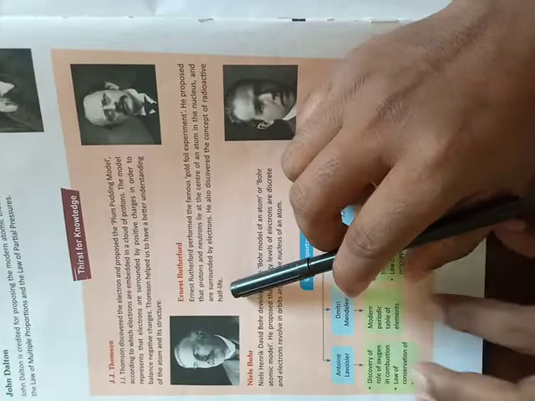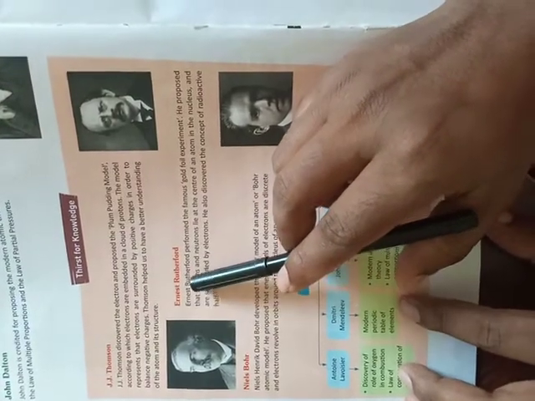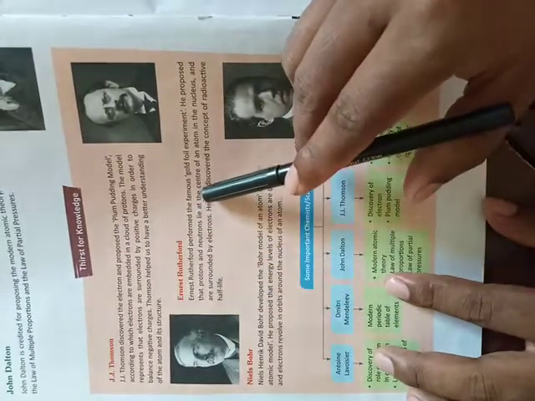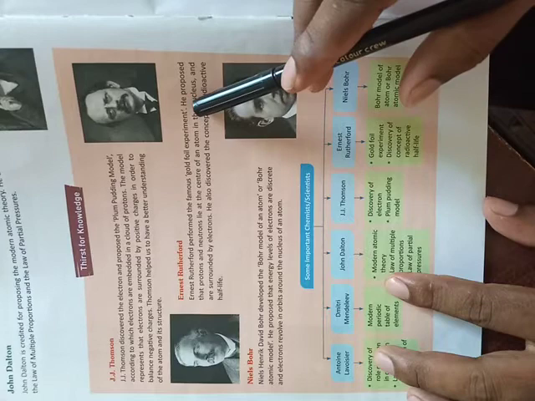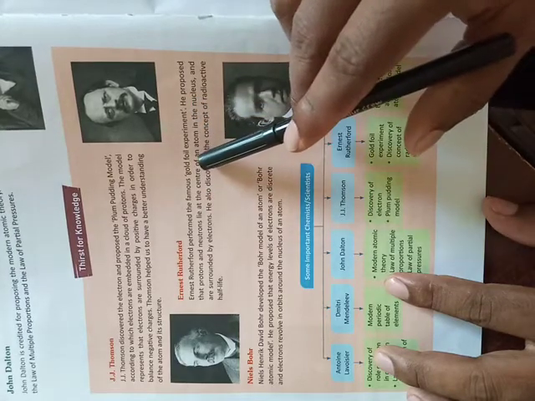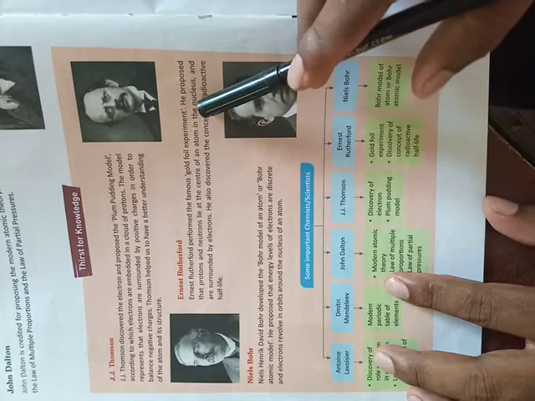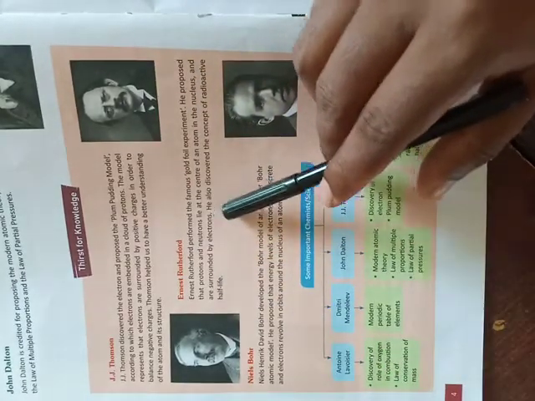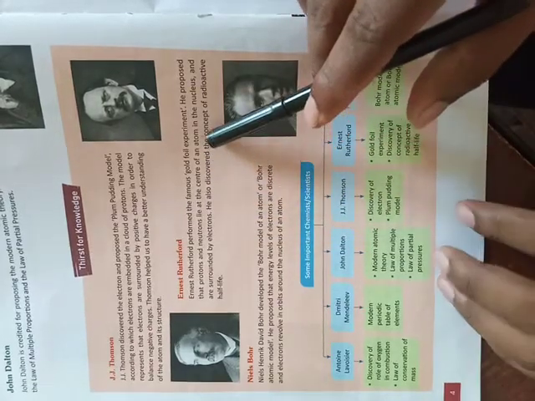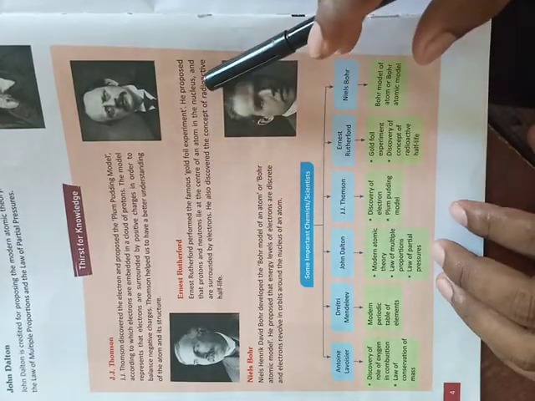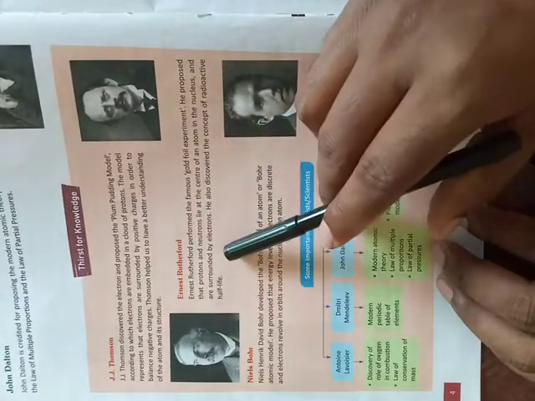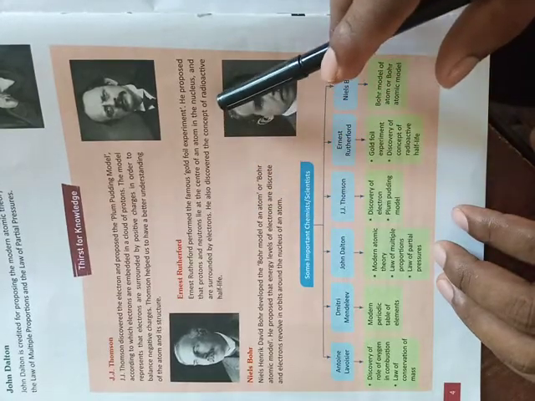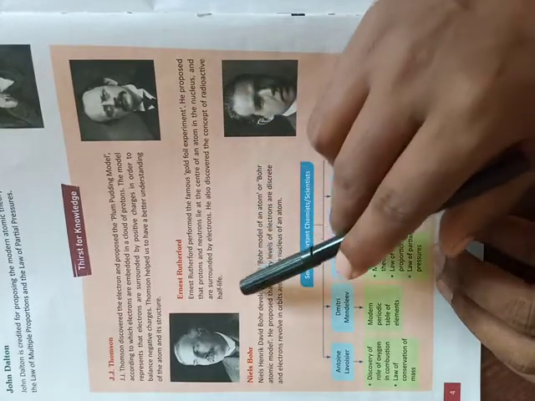Now let us study Ernest Rutherford. Ernest Rutherford performed the famous gold foil experiment. He proposed that protons and neutrons lie at the center of an atom in the nucleus, and are surrounded by electrons. He also discovered the concept of radioactive half-life.